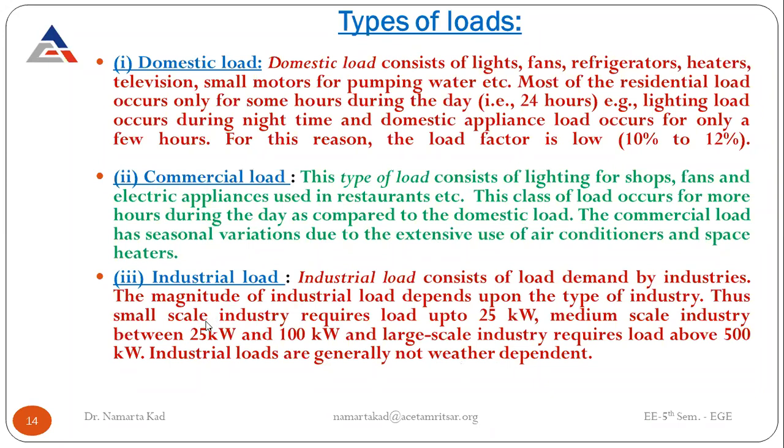And the next type of load is the industrial load. Industrial load consists of the load demand by industries. We know that there are different categories of industries: small scale, medium scale, and large scale industries. The magnitude of the industrial load depends upon the type of industry. Thus, a small scale industry requires load up to 25 kilowatt, a medium scale industry between 25 kilowatt and 100 kilowatt, and a large scale industry requires a load above 500 kilowatt.